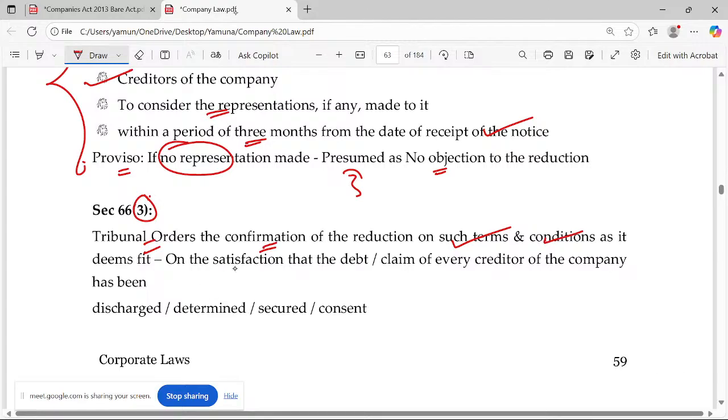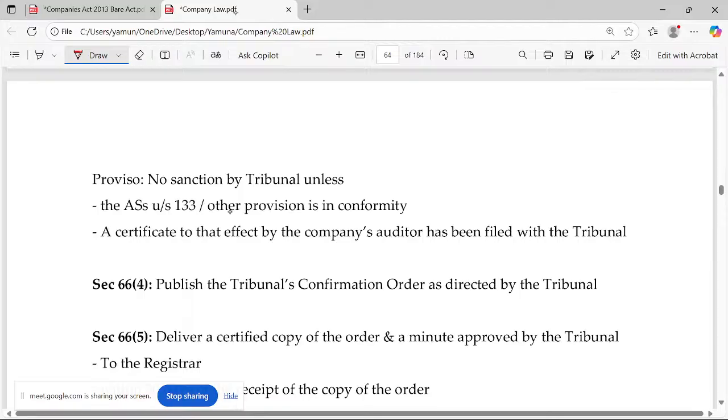So it will check for the conditions on the satisfaction of that claim or debt received by every creditor, and they'll check whether it can be discharged or determined or secured, or some consent may be given. Provision: no sanction unless it follows the accounting standards and a certificate to that effect has been given by the company's auditor. So the company auditor will give the certificate that we have filed everything, we have followed the accounting standards, and everything is fine.